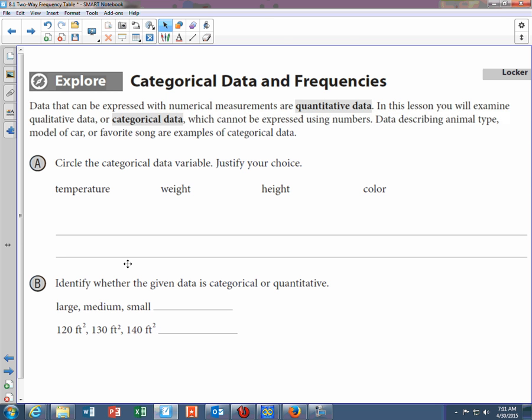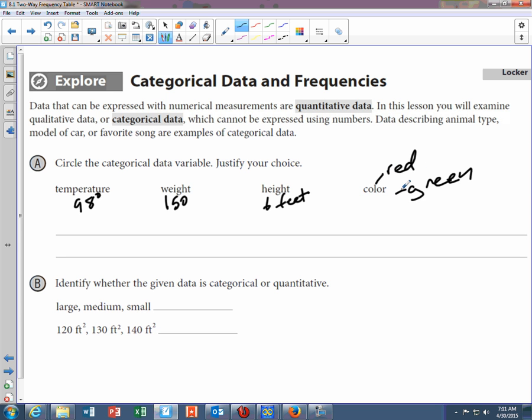All right, so which one of those is categorical? Let's see, temperature. Temperature, I can say something like 98 degrees. That's a number. Nope, that's not categorical. Weight, I could say somebody is 150 pounds. That's not categorical. Height, 6 foot or 6 feet. Nope. But color. Color could be red, green, or whatever, but it's not a number. So color is your categorical data, and you're going to write something about here how it cannot be represented as a number. All right, once you fill out B here, B says identify whether the given data is categorical or quantitative. One is categorical, one is quantitative. Write your answers in.